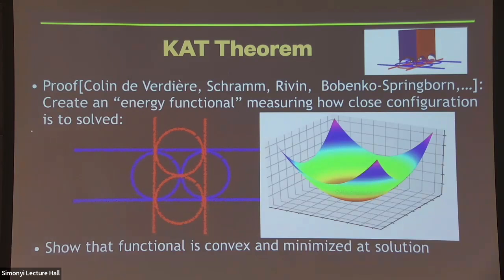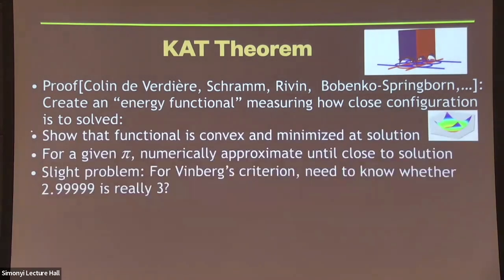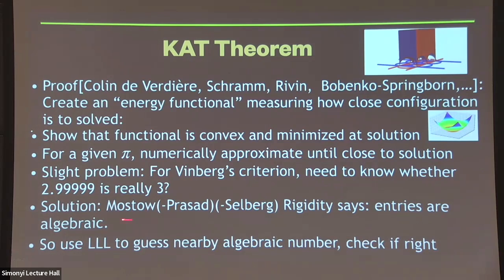So you run things down, and it looks like it's getting into place. But then you're a little bit stuck, because for a given polyhedron you just numerically cook up this gradient function, this energy functional. You tell your favorite software package to minimize it. It spits out 100 decimals of precision. But for the Vinberg criterion, you need to know whether 2.999 is literally 3 or not. So the final step is to use Mostow rigidity to know that they're all algebraic.